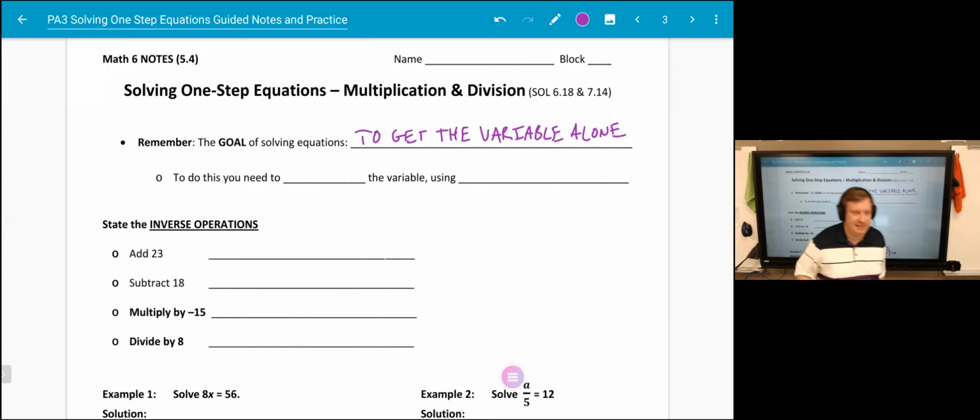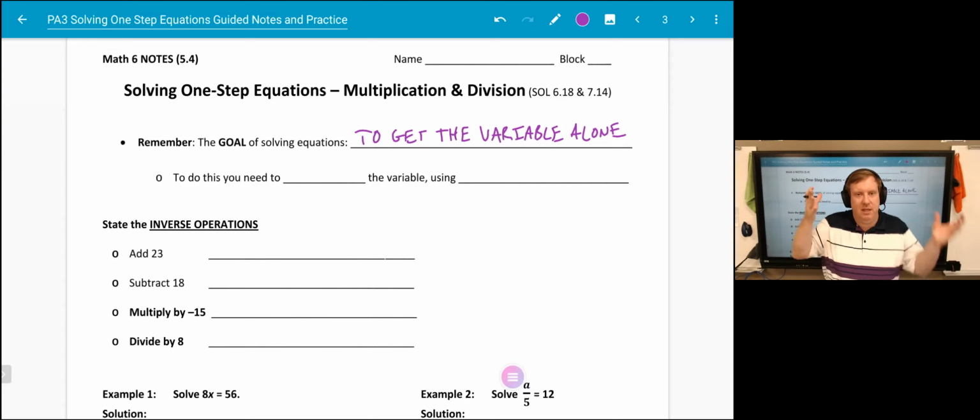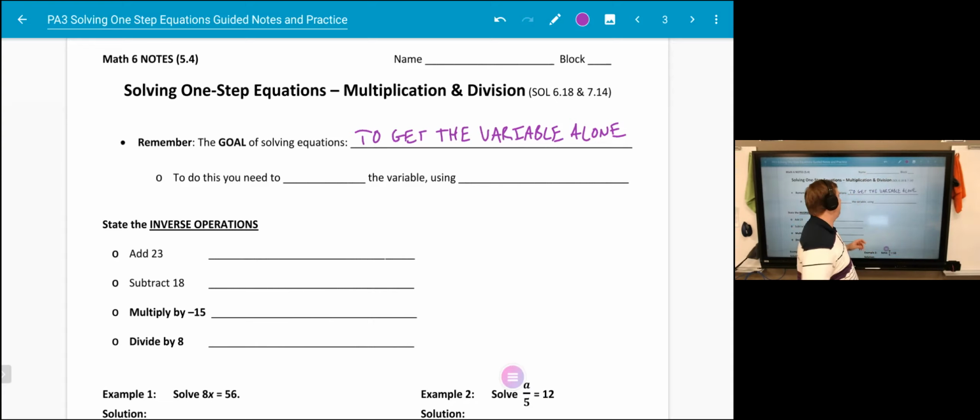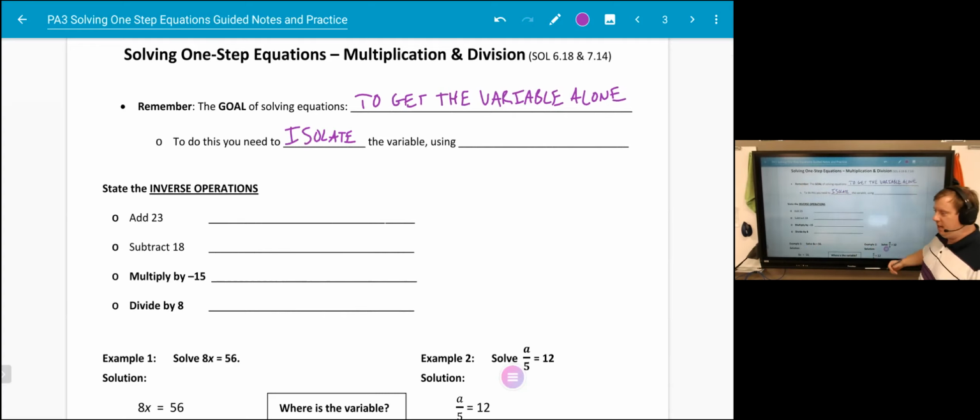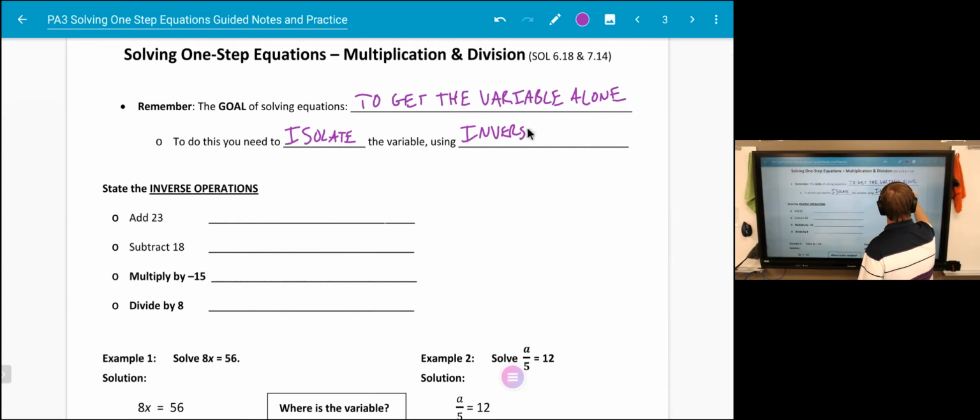We want to get x by itself, or z by itself, or y, or a, or j, or a little cat. It doesn't matter. It's just a symbol that represents something that we don't know yet. Okay? To do this, what do we need to do? We need to isolate the variable. And what do we use? We use inverse operations. You guys are being really interactive today. I really appreciate that. Inverse operations.